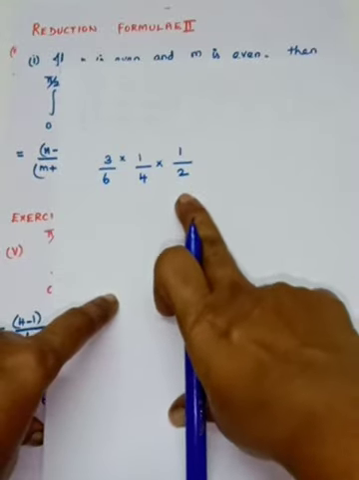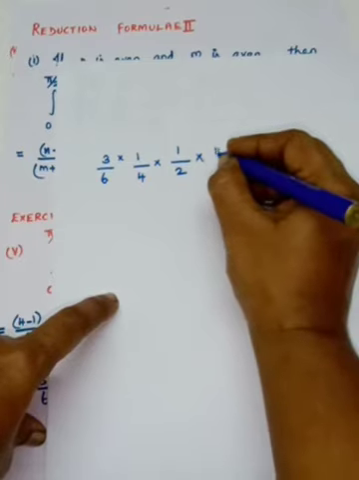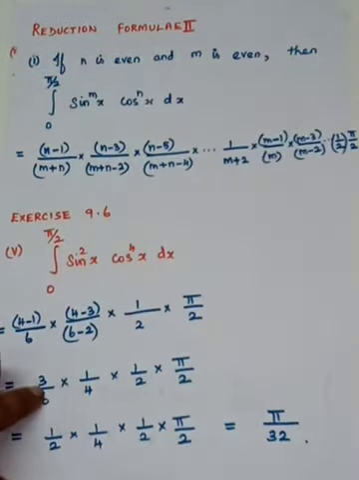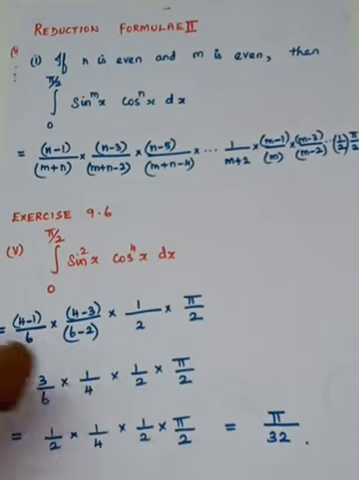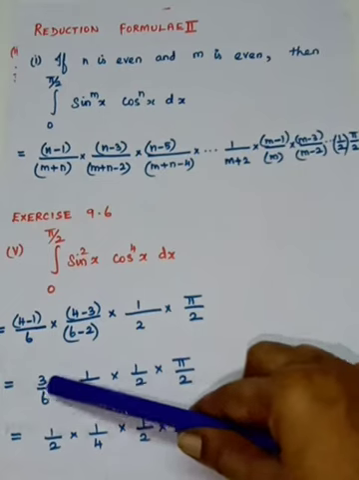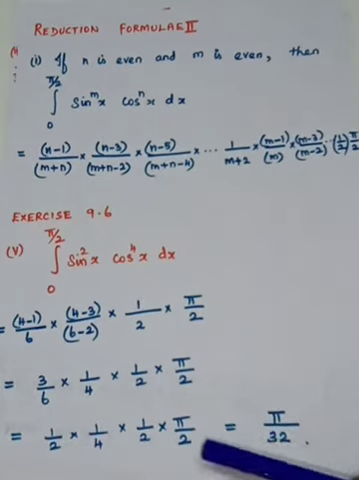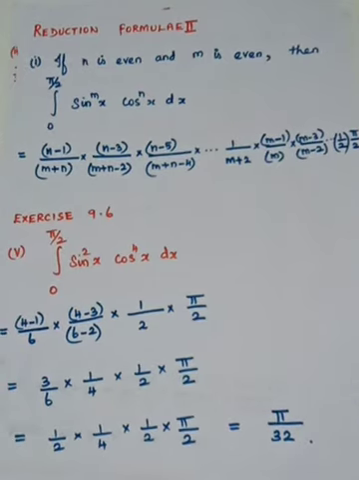So both the powers are even, which means after getting 1 by 2 you have to multiply with pi by 2. So that's why I have written it as 3 by 6 into 1 by 4 into 1 by 2 into pi by 2. And 3 and 6 get cancelled, so therefore it is 1 by 2. So if you multiply, it is pi by 32. Okay, keep that in mind.